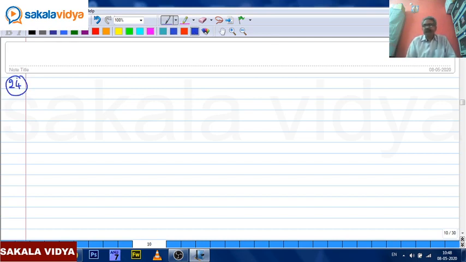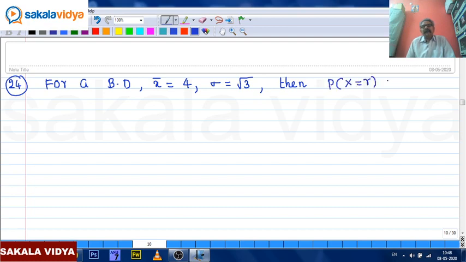Twenty-fourth. For a BD, BD stands for binomial distribution, don't get confused. X bar is equal to 4, that means mean is 4. Sigma is equal to root 3, that means standard deviation is root 3. Then P of x is equal to R, probability of getting R successes you need to find out.